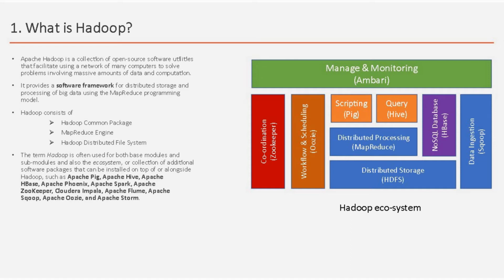So you may think of the scripting language, which is Pig. Next you can have a query interface, which is Hive. You have a NoSQL database like HBase. You have a data ingestion framework like Sqoop. And then for coordination it will use ZooKeeper. For workflow and scheduling it can use Oozie. And for management and monitoring it will use Ambari. This way you can think of a very basic model of the Hadoop ecosystem.